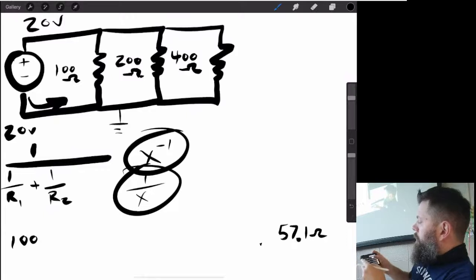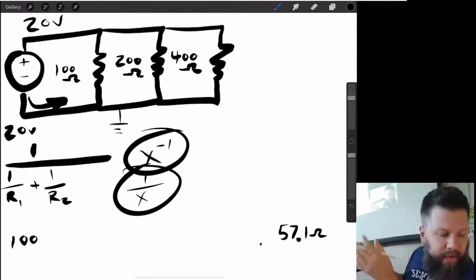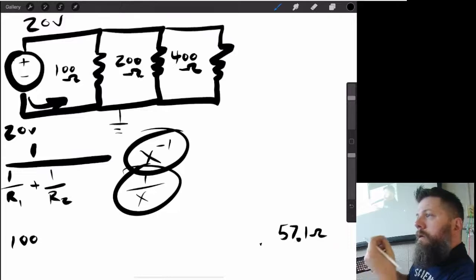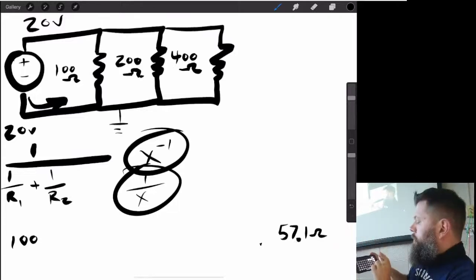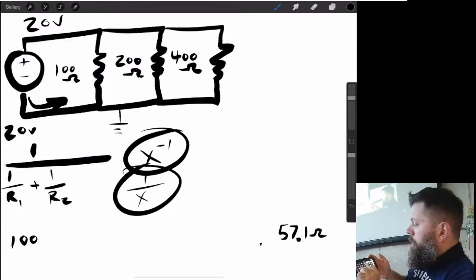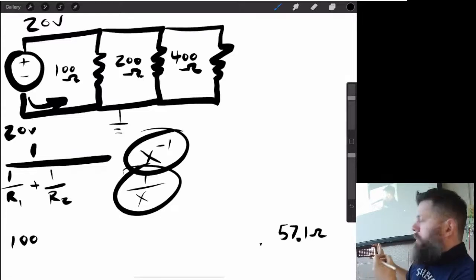The wonderful thing is I can just go in and keep adding those. So I go 100 inverse plus 200 inverse, which is 0.005, right? Plus 400 inverse. I'm going to push equal, and that's going to give me 0.0175.